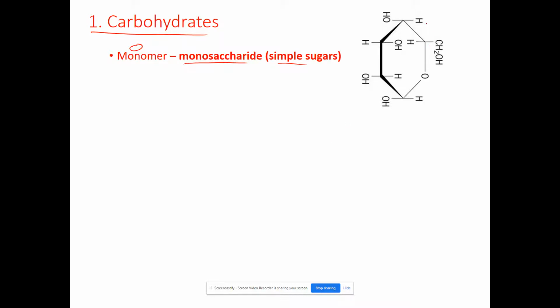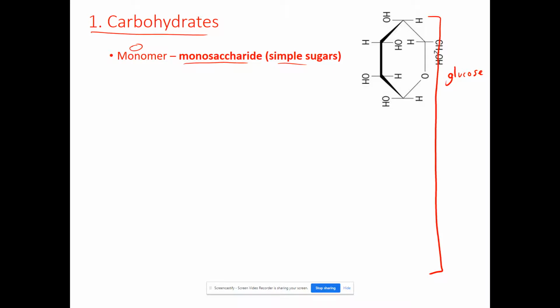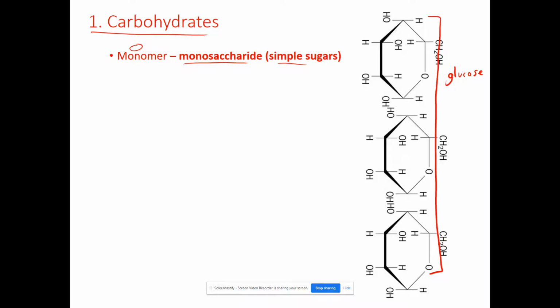What you're seeing here on the screen is a single monomer. This is actually glucose. Glucose is perhaps the most common monomer in the world because this is what plants make during photosynthesis. When we have one of these, it's a single monosaccharide. Glucose is an example of a monosaccharide. We can chain them together though if we have a bunch of them, and if we have 100 of them, we will call it a polysaccharide. A single one is a monosaccharide. Many of them are a polysaccharide.